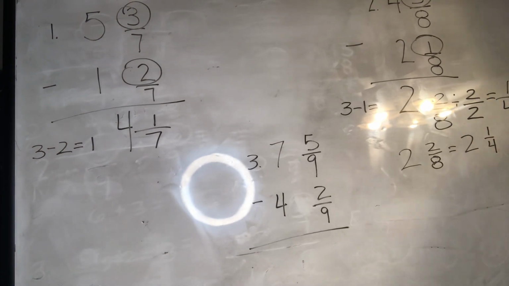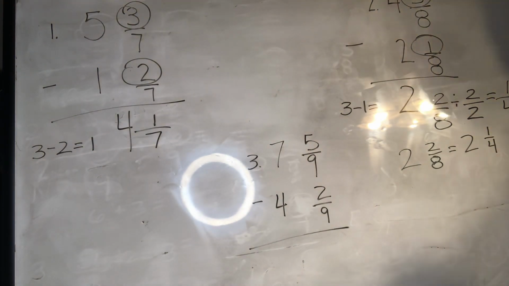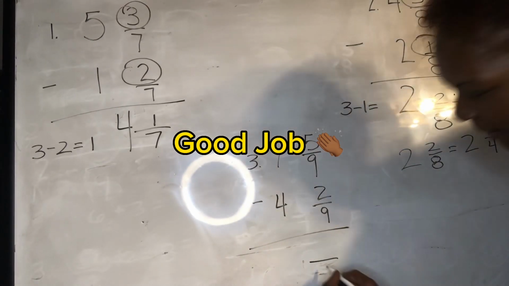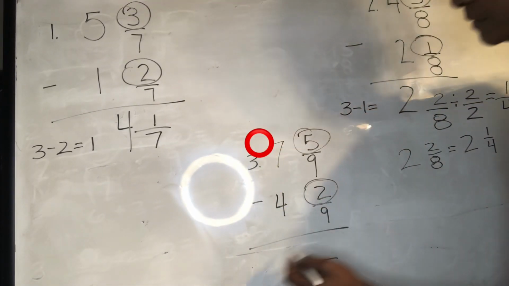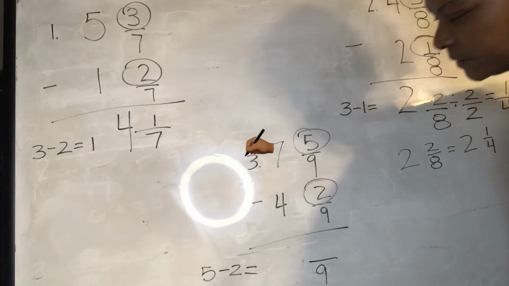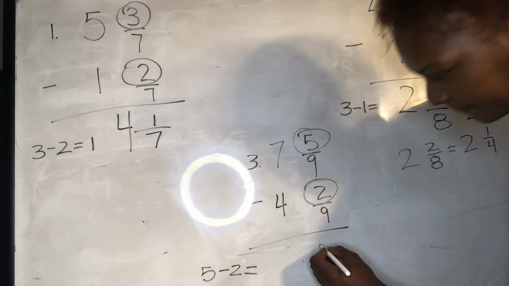Alright, and so for our last problem, we got 7 and 5 over 9, take away 4 and 2 over 9. So we're just going to go in, and Jamil, what is our denominator? Ooh, the 9. Alright, good job. And we do what? Circle, circle. What's our number sentence? 5, take away 2. And what's our answer? 3, 4, 5. 3. Okay.